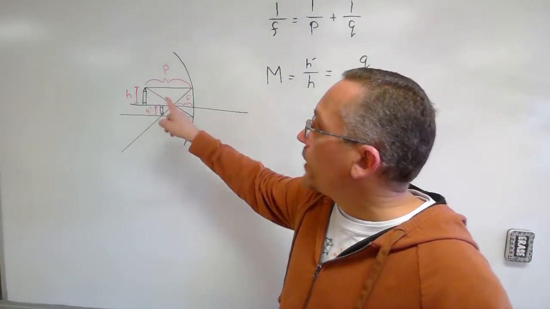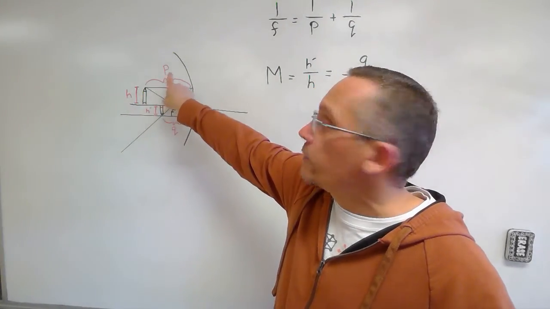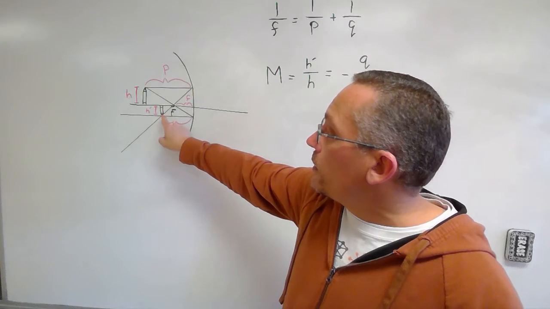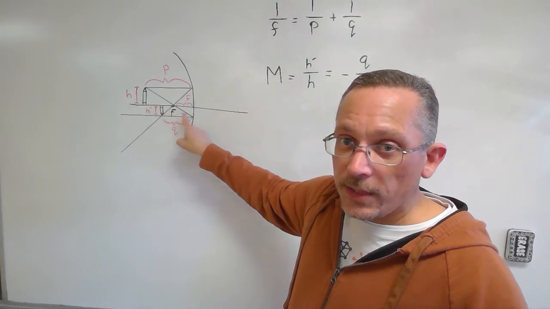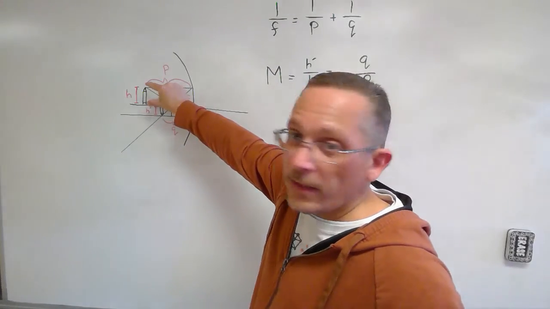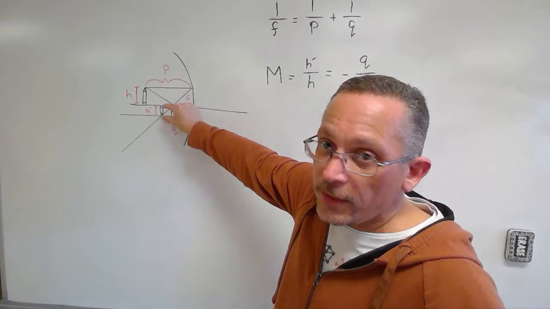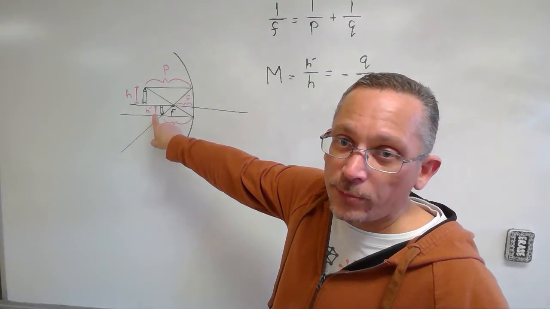You can see the object distance, the distance from the mirror to the object, I've labeled as P. The image distance, the distance from the image to the mirror, I've labeled as Q. The height of the object, I've labeled as H. And the height of the image, I've labeled as H prime.